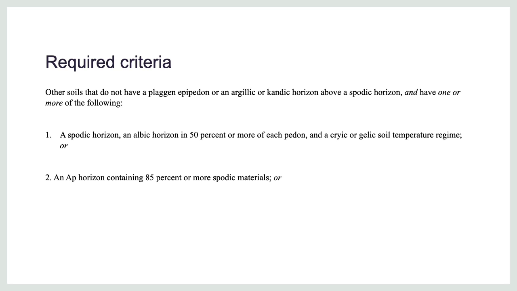Okay, another option to classify a soil as a spodosol is that I register an Ap horizon containing 85% or more of spodic materials. So I have an A horizon, a surface horizon that expresses a very high content of spodic materials, materials that express a high concentration of organic matter and or aluminum and iron oxides.